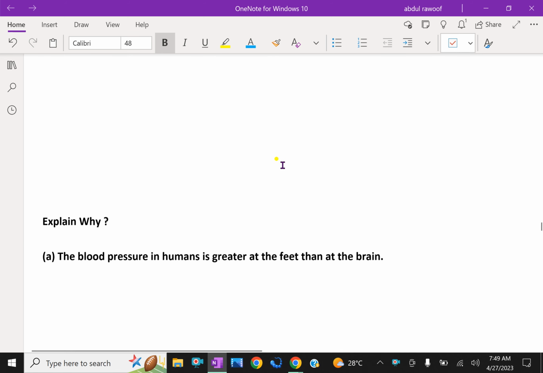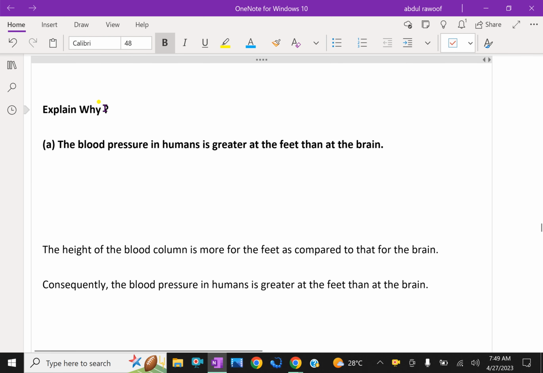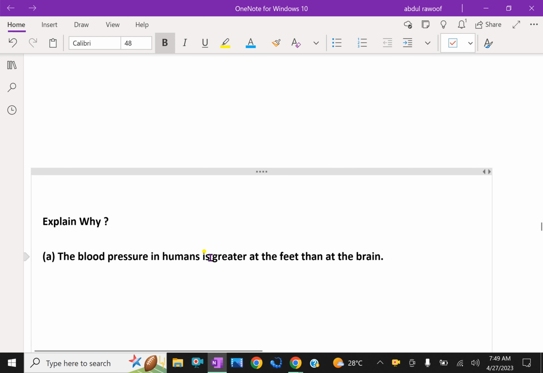We'll do some theoretical questions here. Explain why the blood pressure in humans is greater at the feet than at the brain. We know that pressure is due to height, it increases. That means P is equal to rho g h. Here h is the height of the column.